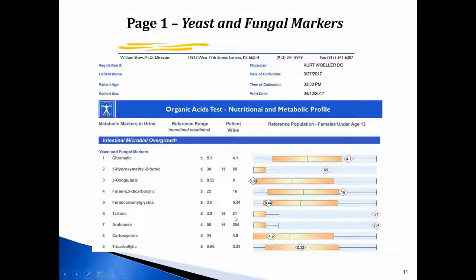Tartaric is a marker that can sometimes show up when arabinose is occurring, but not always. In probably less than 10%, maybe even 5% of the organic acid tests that I see, when arabinose is present, the tartaric is present. It's not that common. The one that shows up most commonly is arabinose. That's linked to Candida. At times, you will see a few other things like carboxycitric or citramalic, etc. And those also indicate some type of Candida or yeast imbalance in the digestive system.